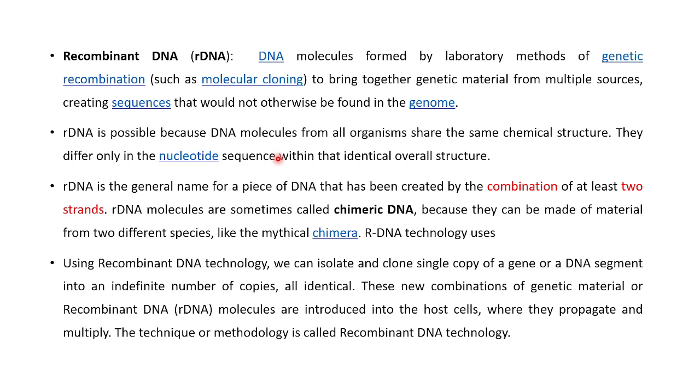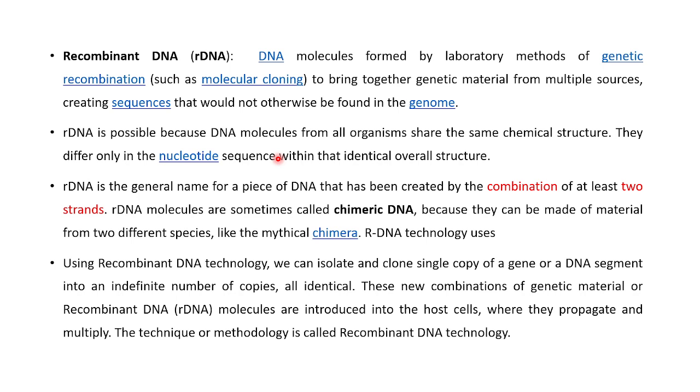So DNA molecules formed by laboratory methods of genetic recombination, like we have heard of molecular cloning, bring together the genetic material from multiple sources, creating sequences that would otherwise not be in a particular genome. So we do that in labs; these are the experimental methods, the molecular bio methods, like molecular cloning, for inserting genetic material from a different organism into a particular vector, and then inserting that into a particular organism to see how that particular protein is getting formed, or that particular gene is expressing.